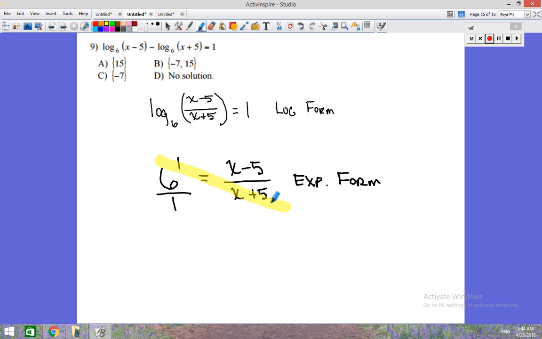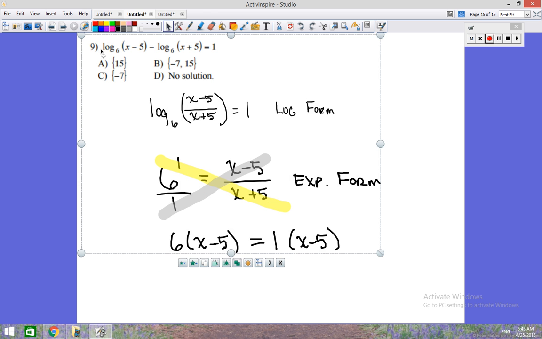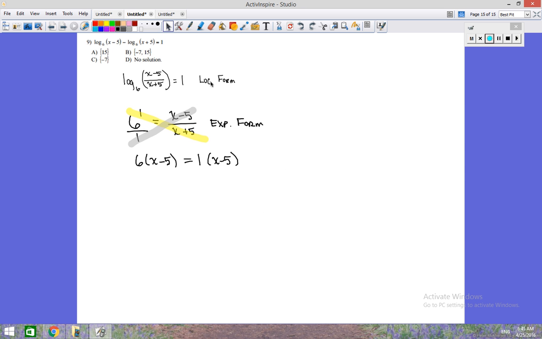So if we multiply along this diagonal, we've got 6 times the quantity x plus 5, and if we multiply along this diagonal, we have 1 times the quantity x minus 5. Let's distribute the 6 through, and put a 1 there visually to help us.